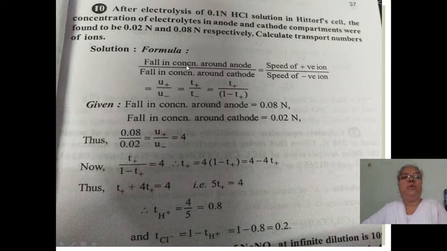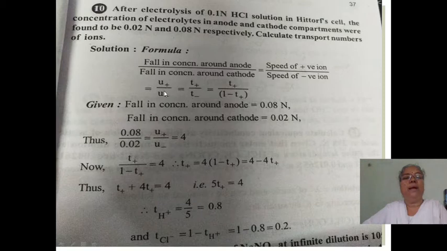For the solution of this problem, the formula used is: fall in concentration around anode divided by fall in concentration around cathode is equal to speed of positive ion divided by speed of negative ion, and this is the mathematical expression of Hittorf's law. And you know that the fall in concentration around anode is proportional to the speed of the anion, and the fall in concentration around cathode is proportional to the speed of the cation.